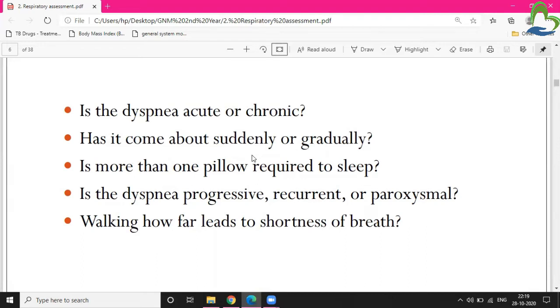Has it come about suddenly or gradually? Is more than one pillow required to sleep? If a person requires one or more than one pillow, it is indicated, like if anybody is having breathing difficulty, he will be in a head up position. Is the dyspnea progressive or recurrent or paroxysmal? Walking, how far leads to shortness of breath? And not only walking, if they are lifting any kind of weight or doing any physical activity, how far leads to shortness of breath?